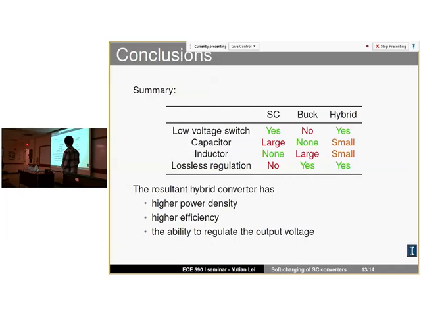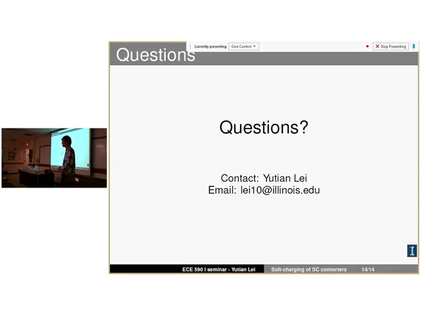Also, we can do lossless regulation, almost just like a buck converter. Therefore, this resultant hybrid converter really has, compared to the other two, higher power density, higher efficiency, and is able to regulate the output voltage. I'm not trying to sell my converter here, but it's really good, especially in applications where you want high conversion ratios, high voltage step down, like 200 volts to 10 volts. This is a really good converter. Okay, any questions?